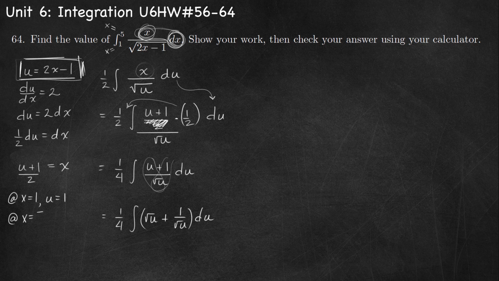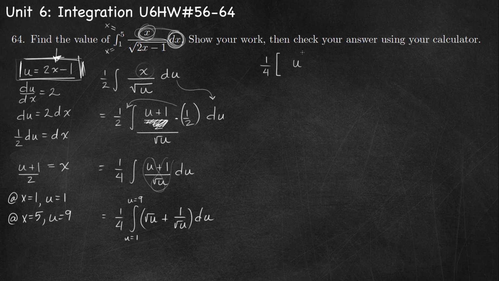At x equals 5, 2 times 5 is 10 minus 1 is 9. U equals 9. So for this integral, when I rewrite in terms of u, I'm not going from 1 to 5. I'm going from u equals 1 to u equals 9. Let's go ahead and integrate. So we have 1/4, and then the integral for square root of u. Square root of u is the same as u to the 1/2.